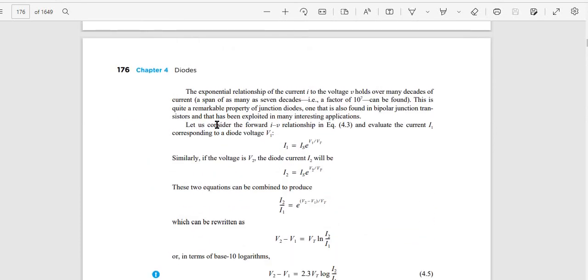The exponential relationship of current I to voltage V holds over many decades of current, a span of as many as 7 decades, a factor of 10 to the power 7. This is quite a remarkable property of junction diodes, one that is also found in bipolar junction transistors and has been exploited in many interesting applications.